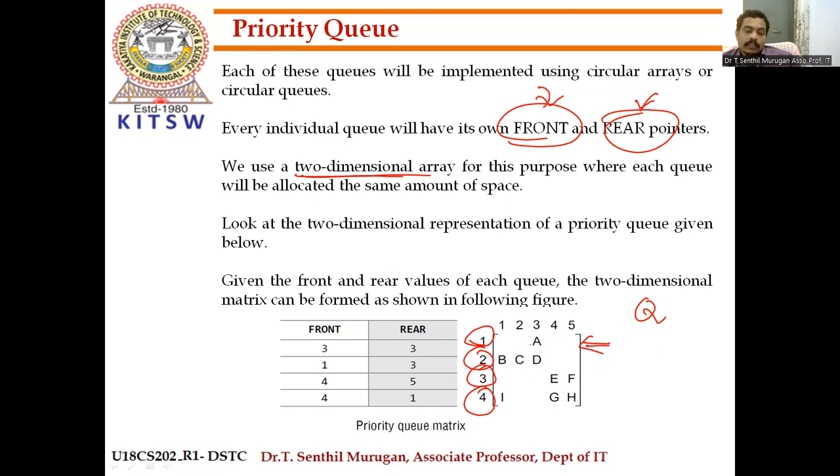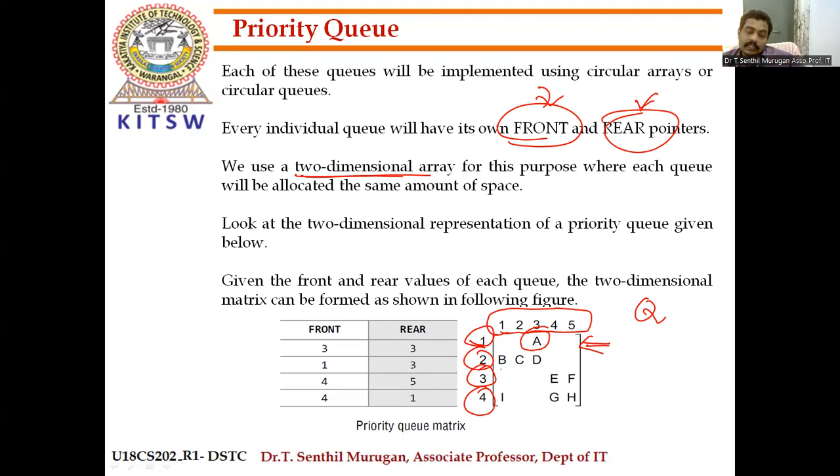Whenever we want to insert the first element, this is the row. That row holds the first element here. These are the 5 locations we have created. Here A is there, which means in Q1, the front and rear are both pointing to node A. Both are the same pointer, as only one element is there.